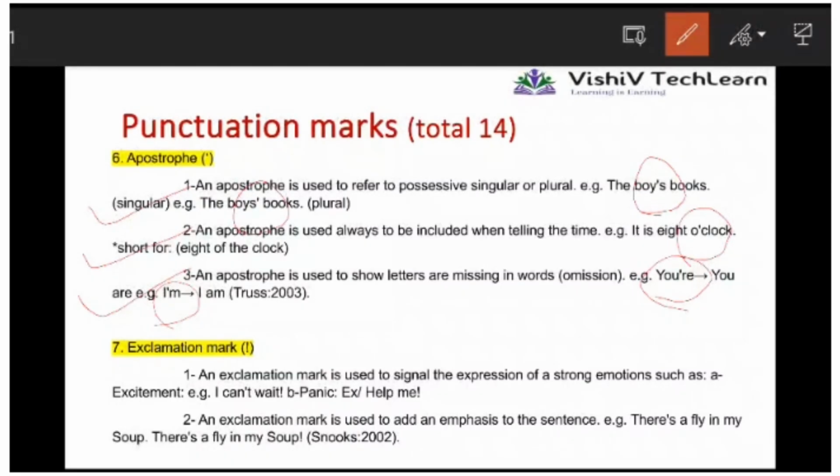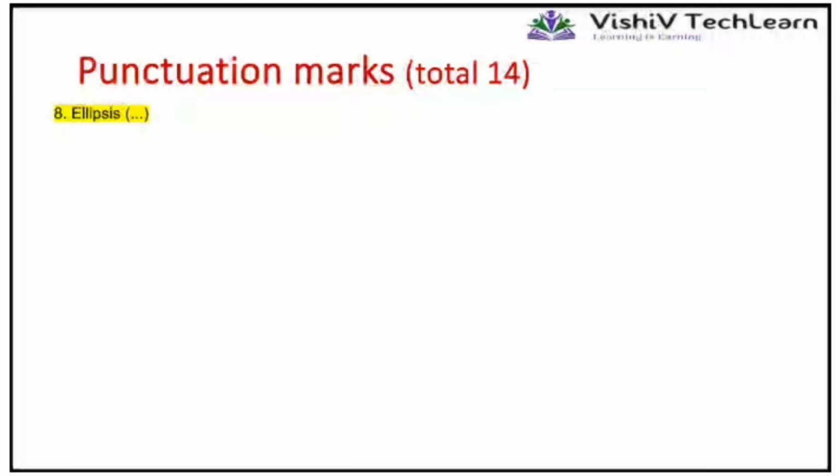Example: there is a fly in my soup! So it can be given an exclamation mark at the end. Here you can note that when you give an exclamation mark at the end of a sentence, you are not supposed to give a full stop, because the exclamation mark works as the end of the sentence, as a full stop. Our next punctuation mark is the ellipsis.